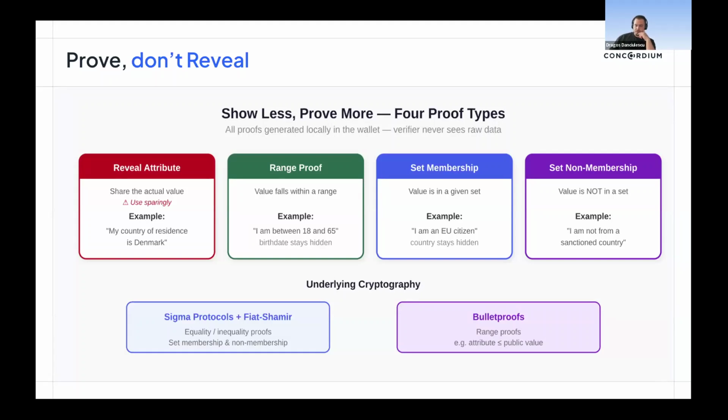We have set membership proofs, so the value is in a given set. A use of this, for example, would be to say that I am an EU citizen, but I don't have to mention the country that I'm from.